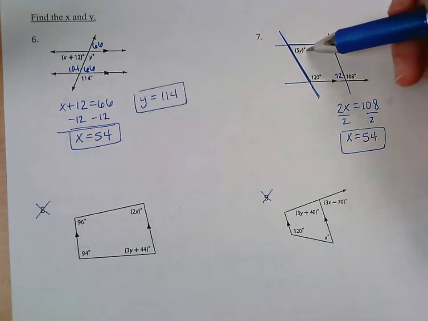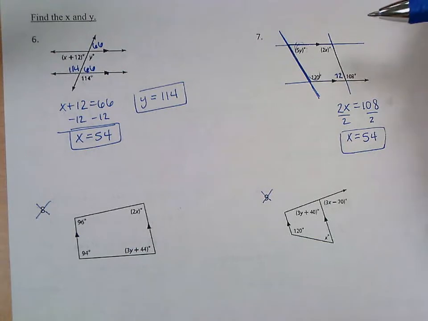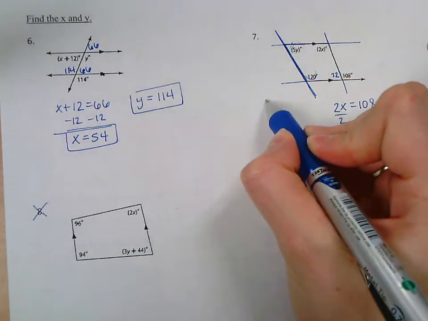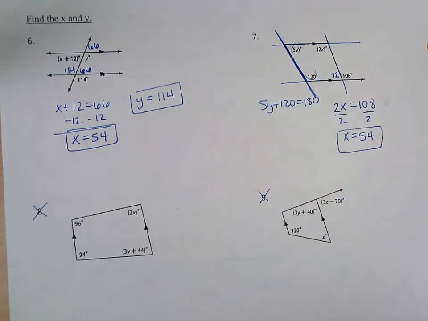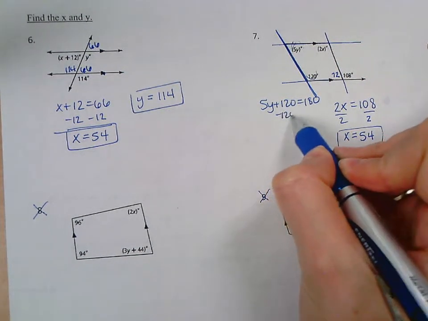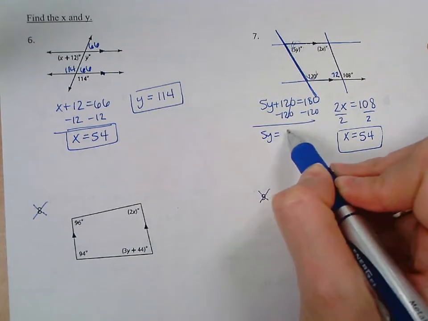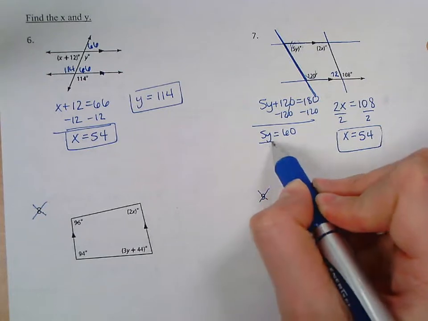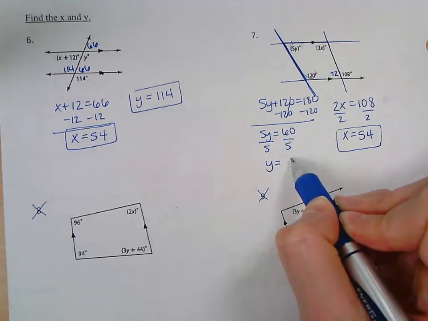Yes, these are consecutive interior, meaning they're supplementary. So 5y plus 120 should equal 180. And then I can subtract 120. So 5y equals 60. Divide by 5, and y would be 12.